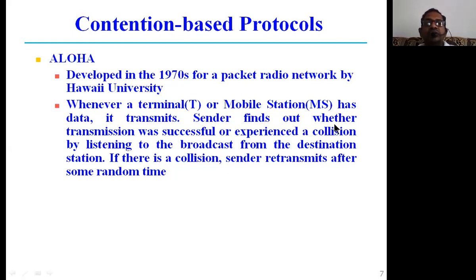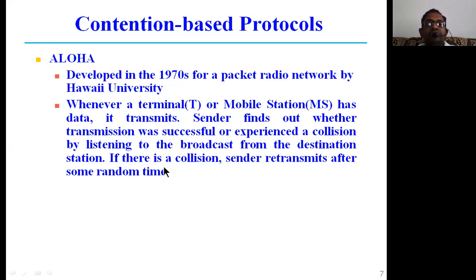The sender finds out whether the transmission was successful or experienced a collision by listening to the broadcast from the destination station. In this protocol, the destination station sends a broadcasted acknowledgement signal to all the senders on the line. If the sender receives this broadcast signal, it treats that particular data as received successfully by the destination terminal.